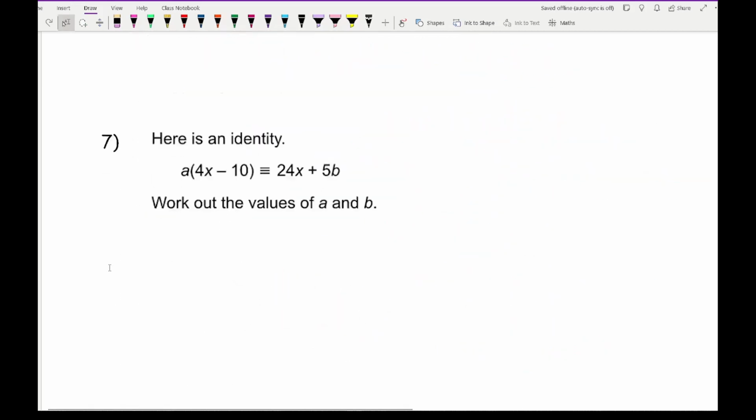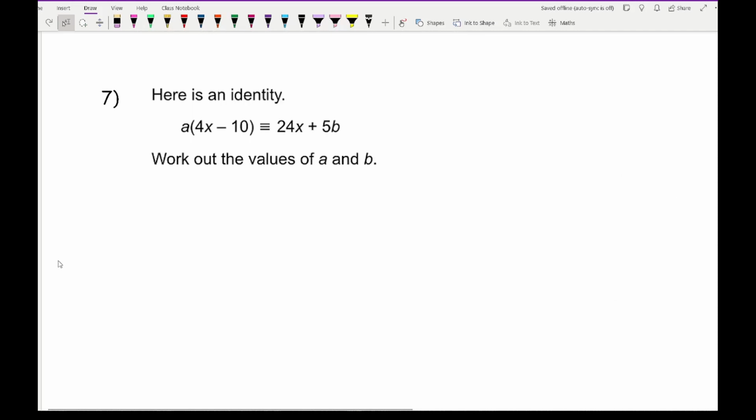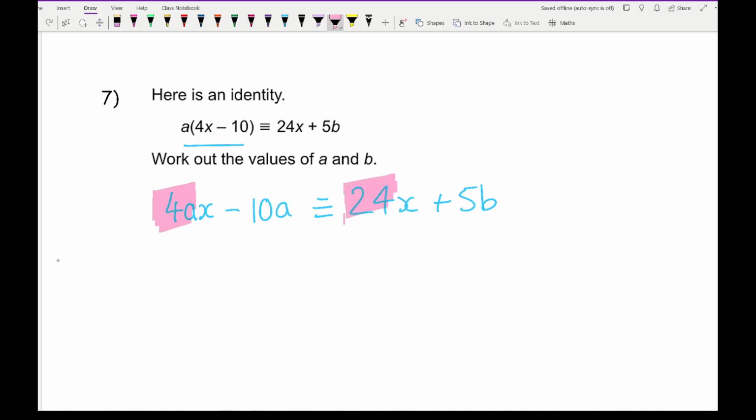Moving on to question 7, it says here is an identity. Work out the values of A and B. So for this, both sides are algebraically equivalent to each other. So what we need to do first is expand the bracket. So if I expand the left-hand side, I get 4ax minus 10a. And that is identical to 24x plus 5b. Now what I need to do here is compare the coefficients. So looking at the left-hand side, I've got 4a's worth of x's, and on the right-hand side, I've got 24.